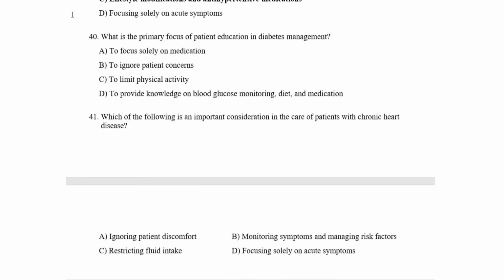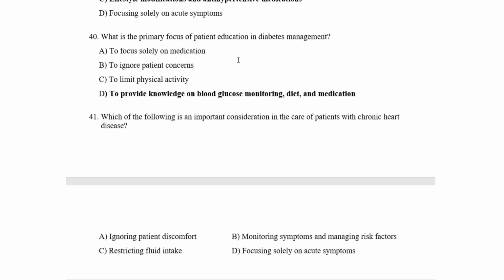What is the primary focus of patient education in diabetes management? Option A, to focus solely on medication. Option B, to ignore patient concerns. Option C, to limit physical activity. Option D, to provide knowledge on blood glucose monitoring, diet and medication. The correct answer is option D, to provide knowledge on blood glucose monitoring, diet and medication.